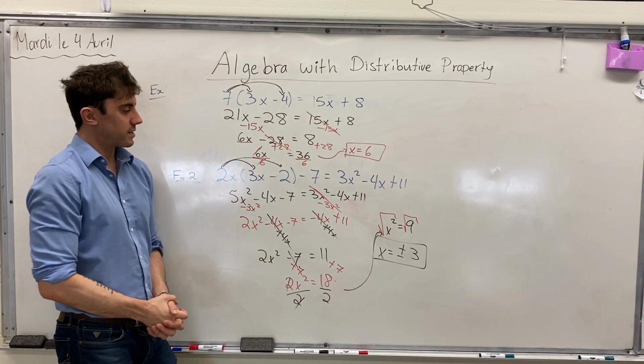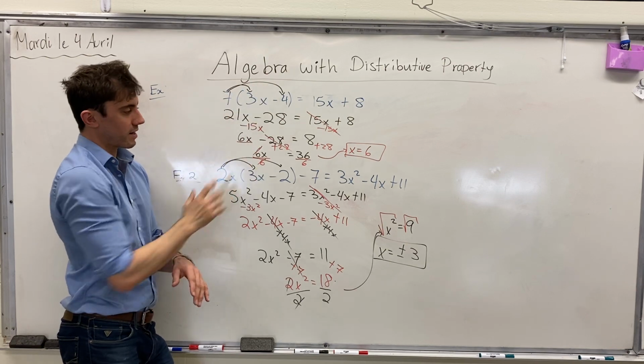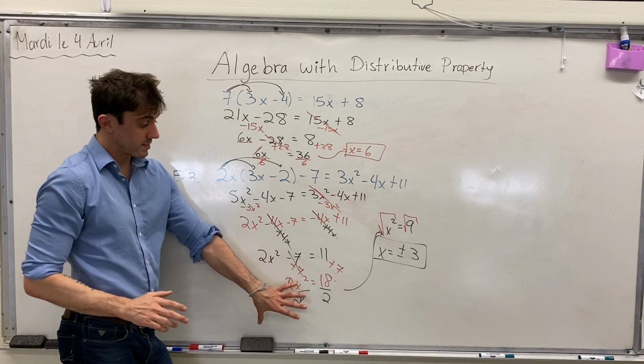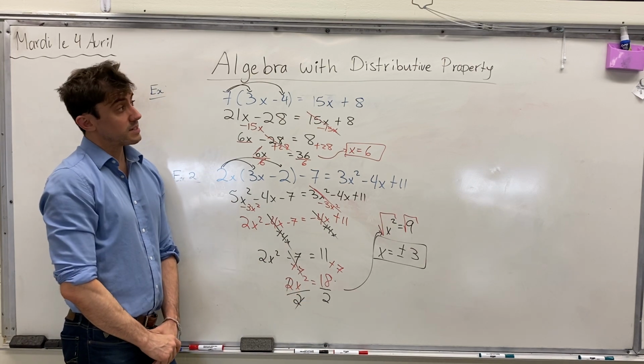I hope that helps you guys become a bit more familiar and comfortable using the distributive property, multiplying through any brackets that kind of come along. With the second example, there are many different ways to solve towards the last few steps. This is just kind of what I would go with. So I hope that helps.